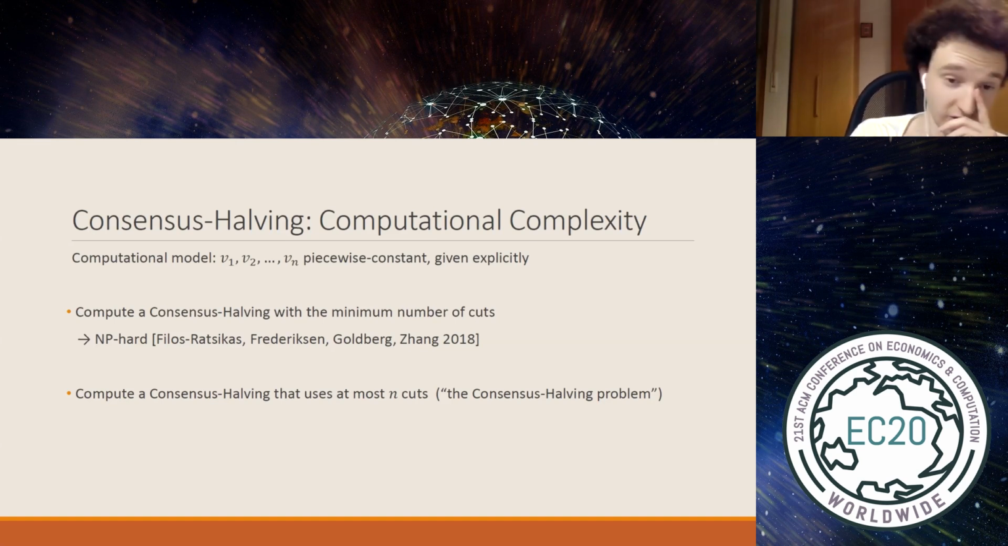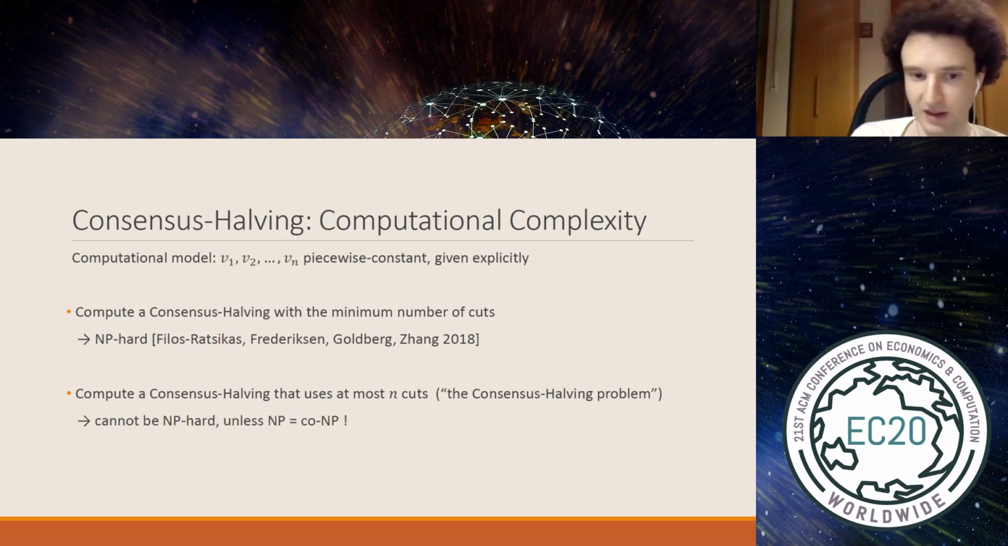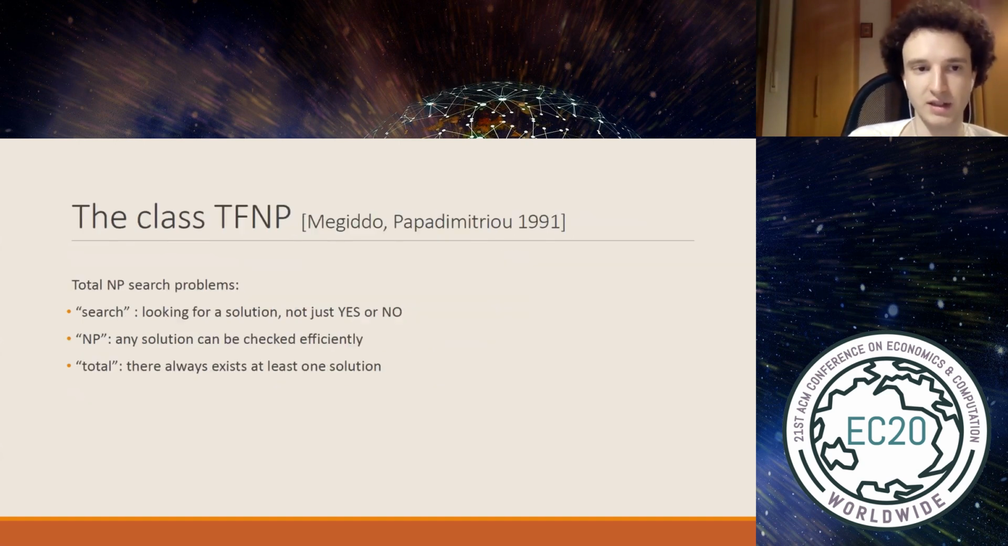Now, the interesting thing about this problem is that it turns out that it cannot be NP hard unless NP equals co-NP. And the reason for this is that the consensus halving problem lies in a complexity class that is called TFNP. So let me tell you a bit about this. This class was defined by Megiddo and Papadimitriou in 1991, and it contains all total NP search problems. Let me parse that sentence.